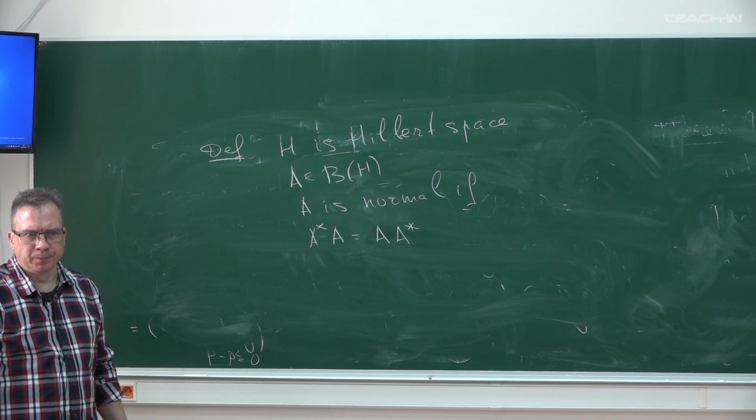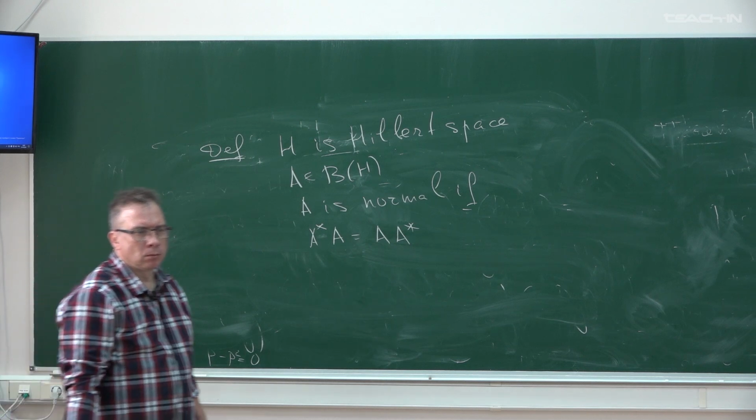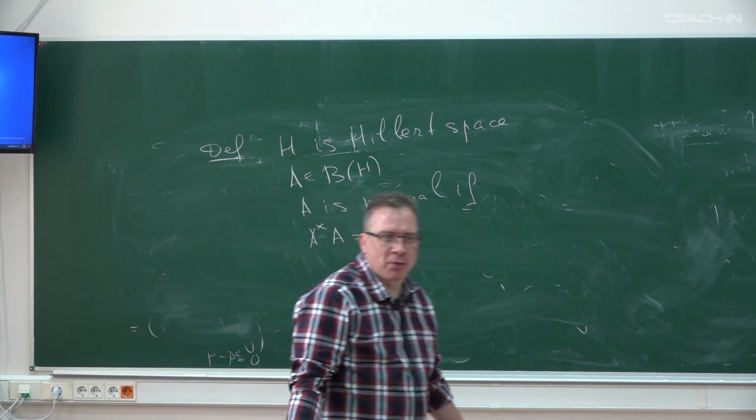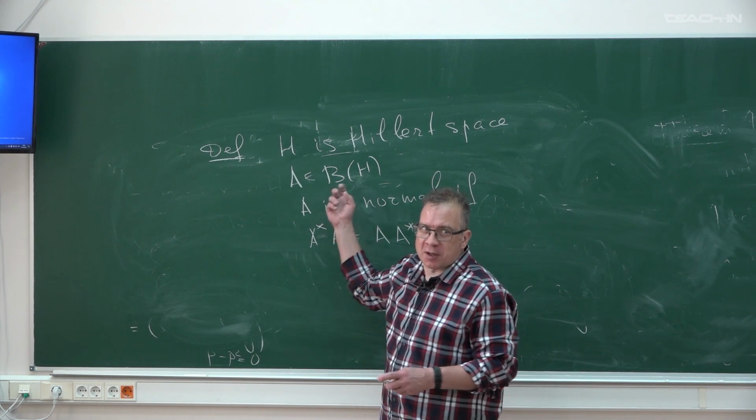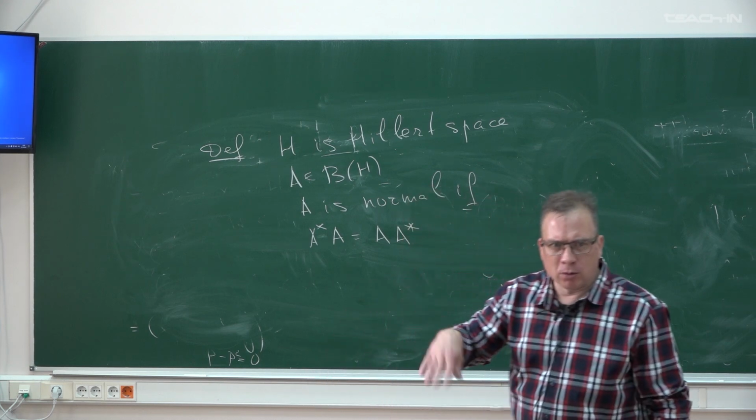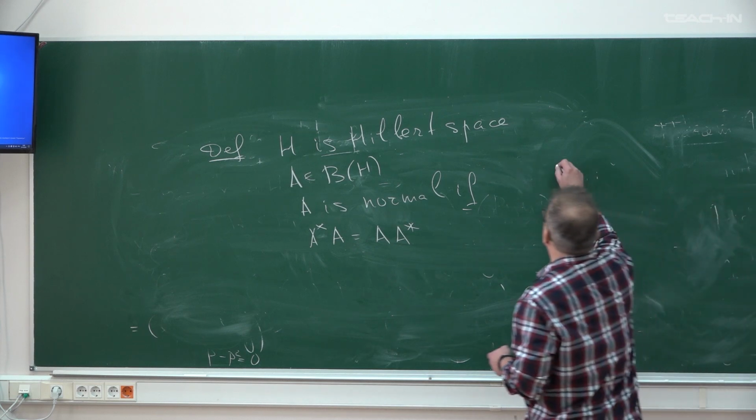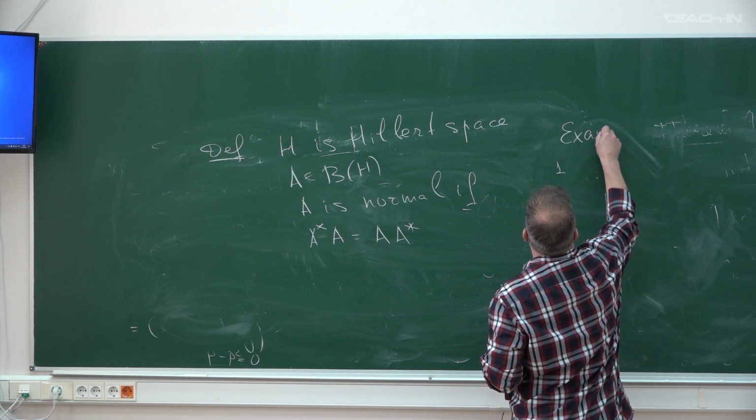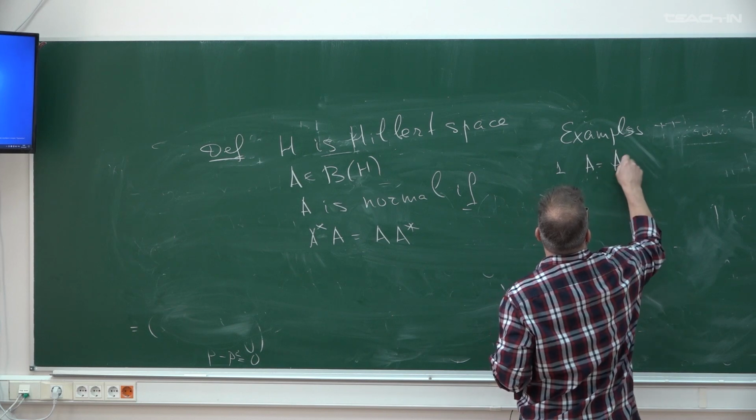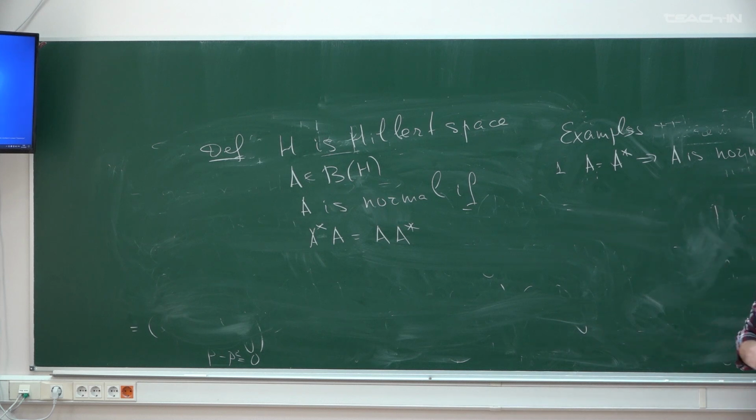Examples of normal operators. Because it is self-adjoint. Any self-adjoint operator, but I defined it for bounded operators. The Hamiltonian is not bounded, but if it is a closed operator, it is normal, of course. All self-adjoint operators are normal. Any self-adjoint operator is normal.